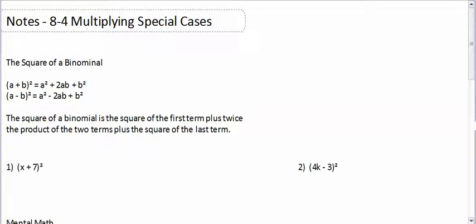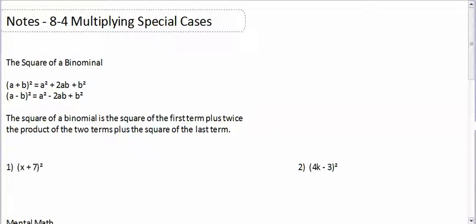Okay, I've got them typed out there on the top. It looks like, in parentheses, a plus b, you square it, is equal to a squared plus 2ab plus b squared. And then the other one would be, in parentheses, a minus b squared is equal to a squared minus 2ab plus b squared.